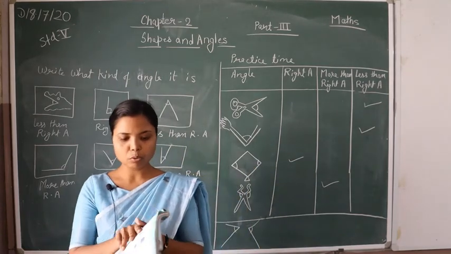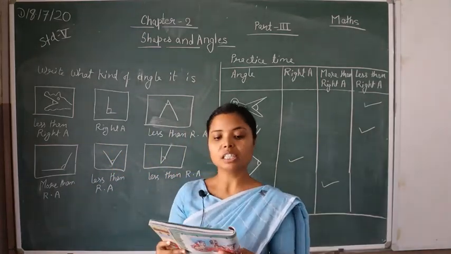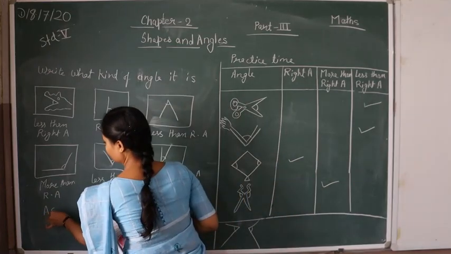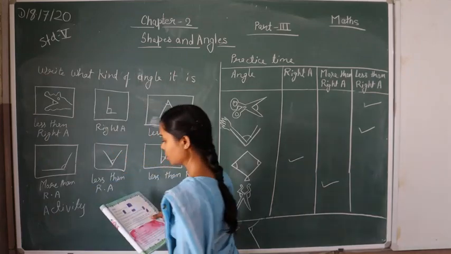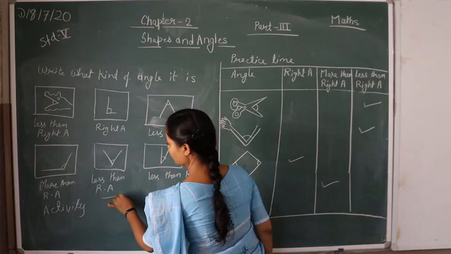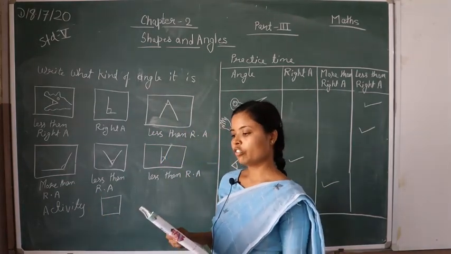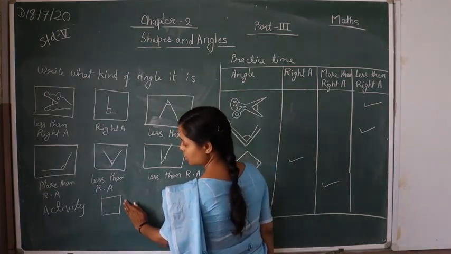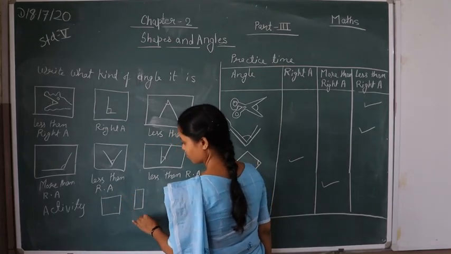Okay, now we will move to the activity 1, page number 23. Activity is: take a square sheet of paper. So we will take a square shape sheet of paper and fold it in half. So when I fold this sheet, it goes there and the shape is this.